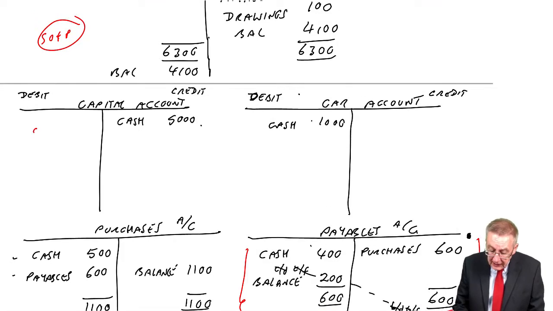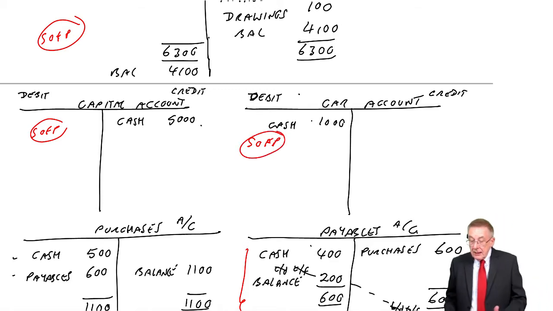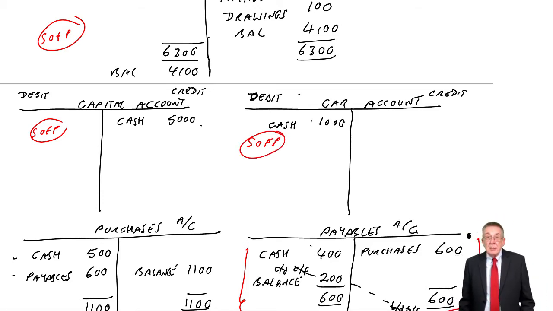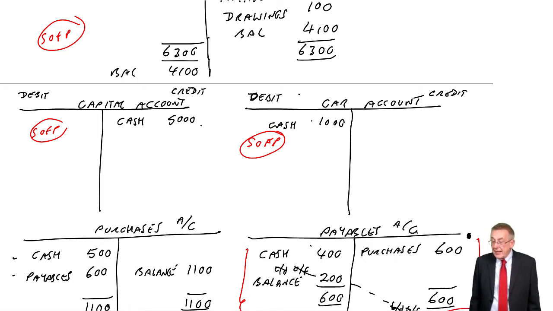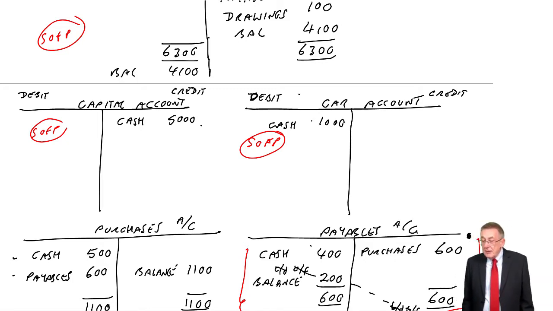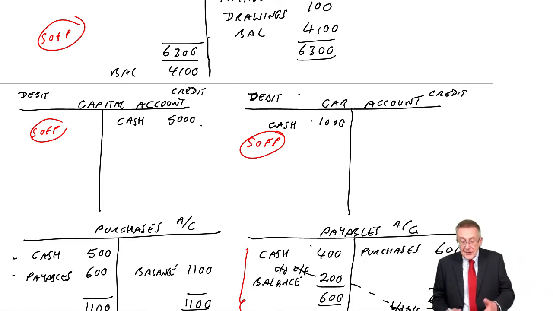Similarly, capital and car. We still owe the owner 5,000. Leave it there. We've got a car, 1,000. We've still got a car next year. Leave it there. They'll appear on the statement of financial position. Assets, capital.